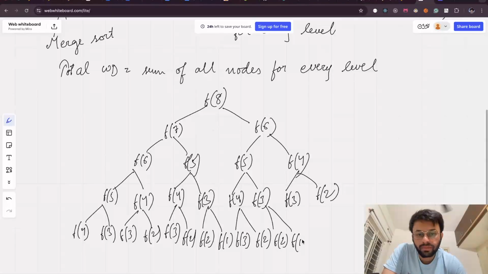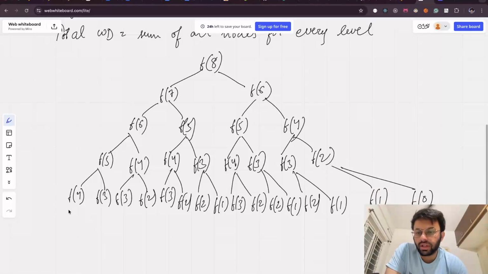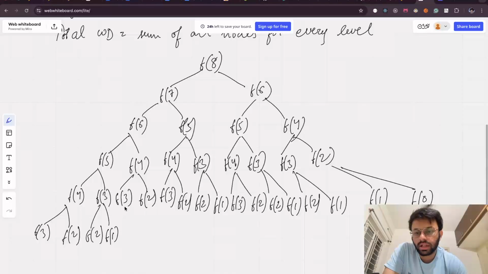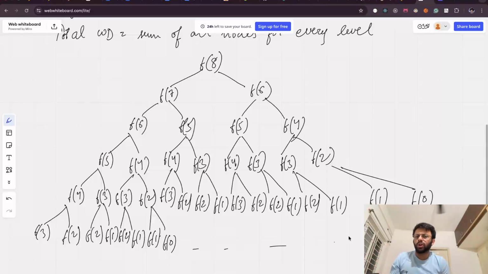Here Fibo of 2, Fibo of 1. Here Fibo of 2, Fibo of 1, and Fibo of 1, Fibo of 0. Okay. Again, from here also it will spread. Fibo of 3, Fibo of 2, Fibo of 2, Fibo of 1, Fibo of 2, Fibo of 1, Fibo of 1, Fibo of 0. Okay, and then so on. I think you got the idea.